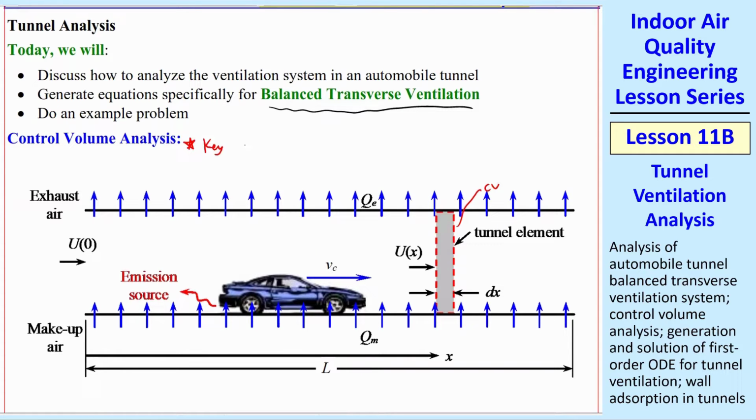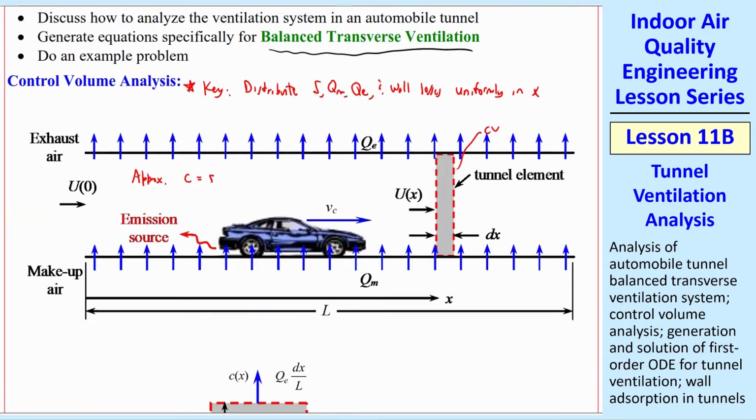The key is to distribute all the parameters that we have, S, QM, QE, and we'll include wall losses as well, uniformly in X. We're going to approximate that C is steady and C equals C of X only. So as you go down this tunnel, there's a continuous source of emissions from all these cars. We talked about how to distribute the S last time, and we'll do that also for the exit and entrance makeup air and exhaust air, and then also for the wall losses.